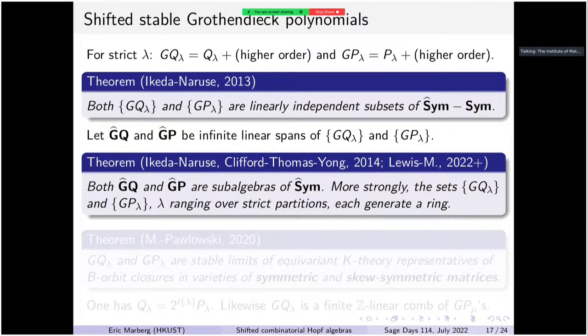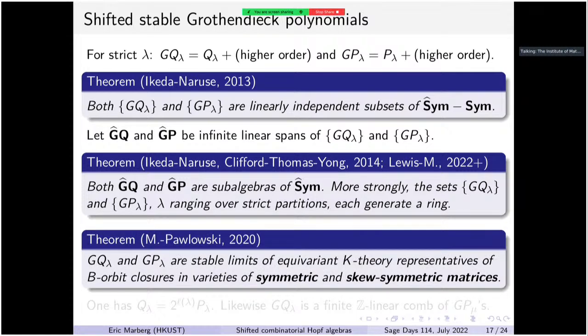And more strongly, Clifford, Thomas, and Young showed that if these GPs generate a ring, if you multiply them, then you get a finite linear combination, even though a priori you would only expect an infinite one. And so Joe Lewis and I recently also showed that the GQs also have this property. This was conjectured by Ikeda and Naruse, but it was an open problem to show that these guys generate a ring. And then there's a way of interpreting these functions as stable limits of K-theory representatives.